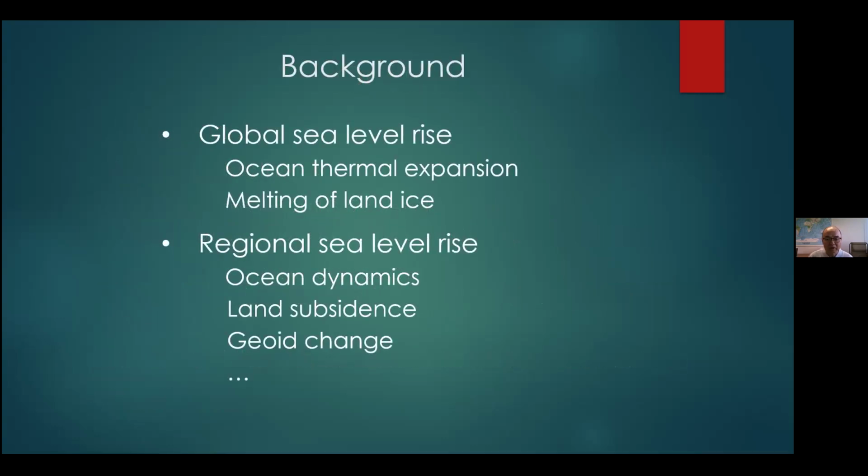Some brief background. Sea level rise can be decomposed into a global sea level rise component and a regional deviation component. Global sea level rise is mainly caused by ocean thermal expansion and the melting of land ice, especially the melting of the polar ice sheet. For regional deviation, there are more factors, including ocean dynamics, air-sea interactions, land subsidence, GIA changes, etc.